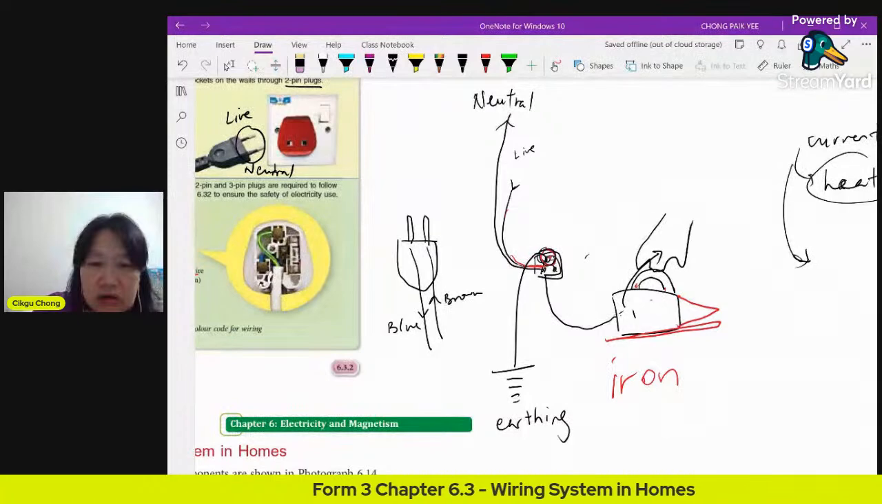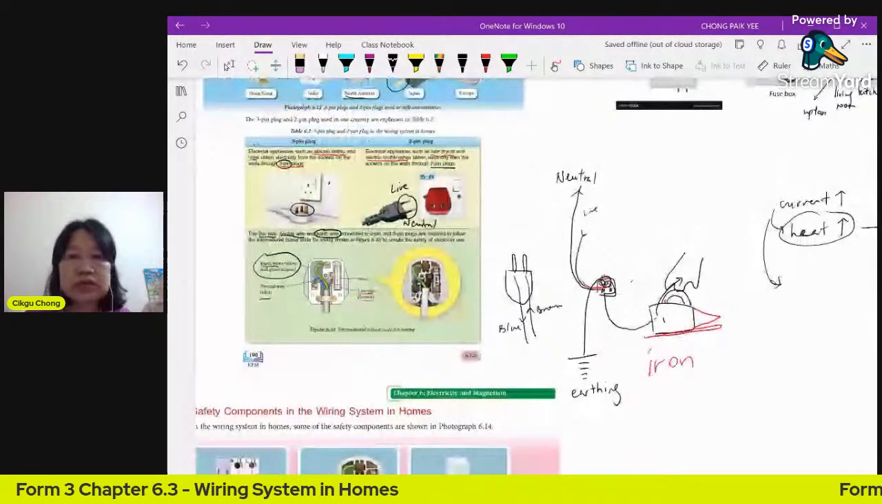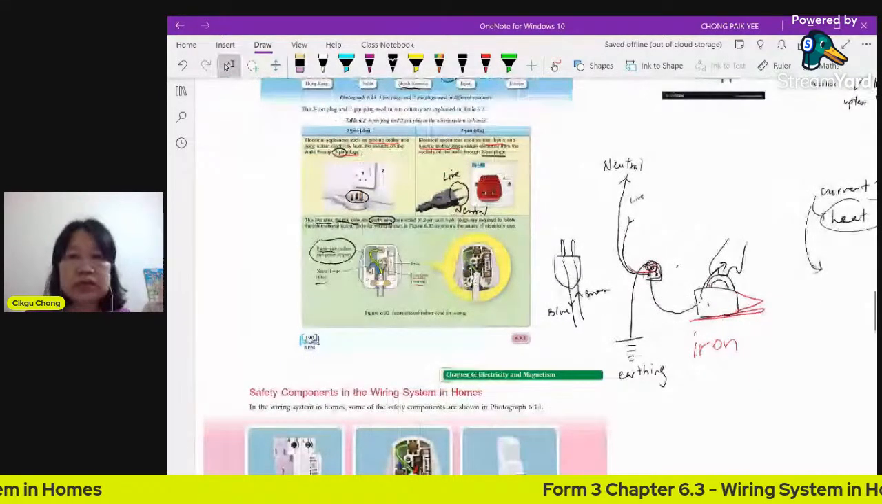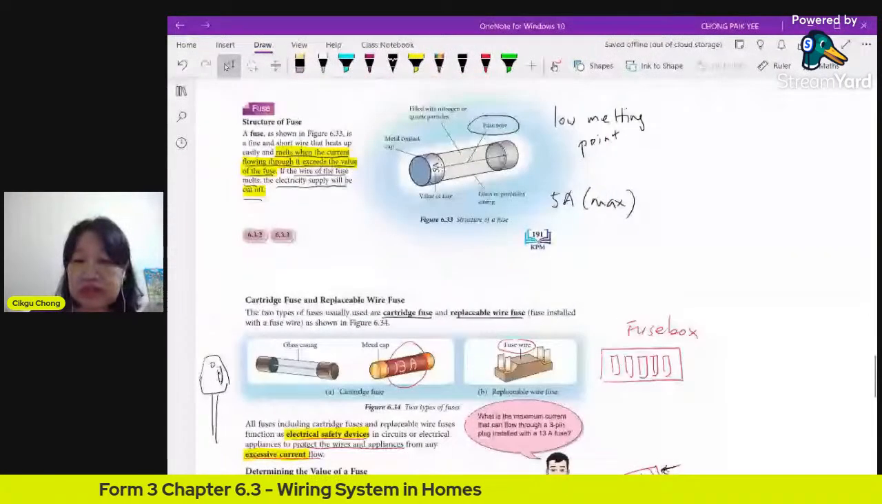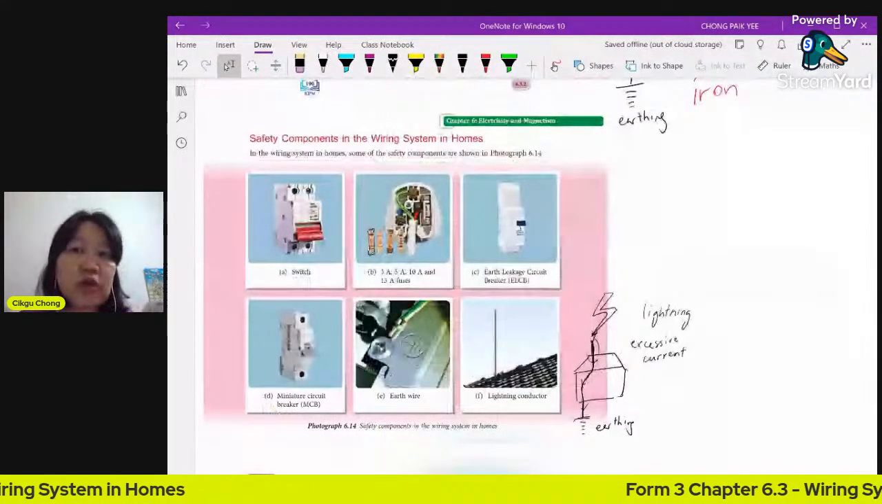All right, so this is what I wanted to tell you about the types of wiring systems and also the 2-pin plug and 3-pin plug. In the next lesson we will talk about these safety devices again, the fuses, types of fuses, and how to calculate the current that is needed to use the correct fuse. We will stop here now.